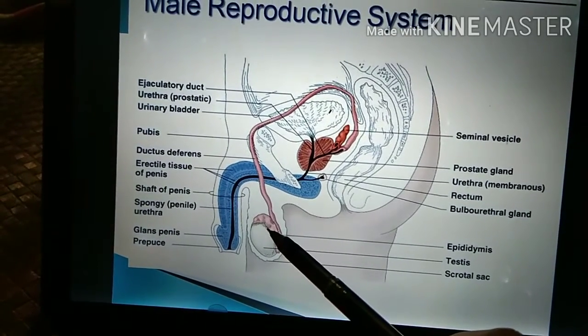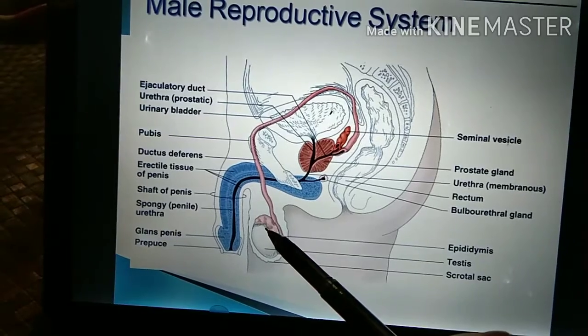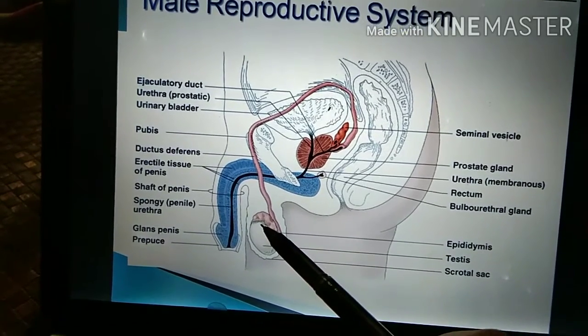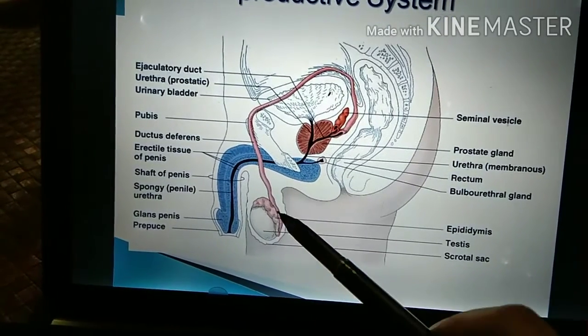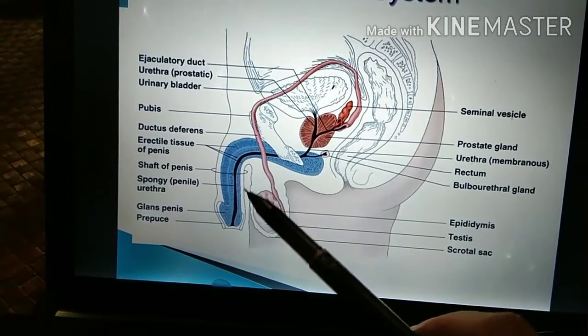Within the testes are coiled masses of tubes called seminiferous tubules. These tubes are responsible for producing male sperm cells. So as I mentioned earlier, the three parts, which are the penis, the scrotum, and the testis, are the external structures of the male reproductive system.